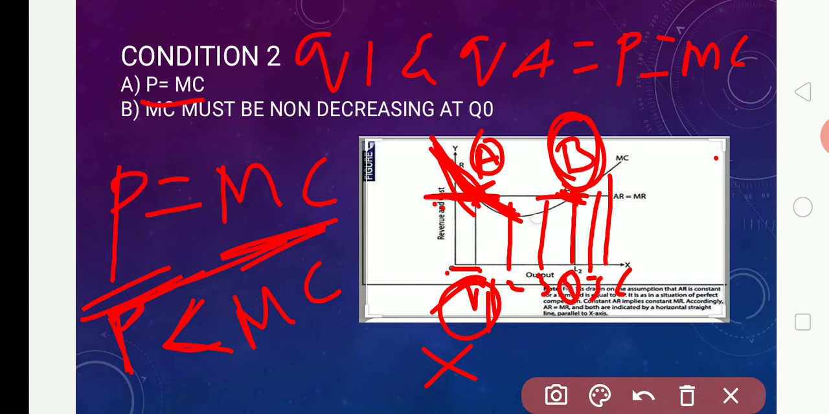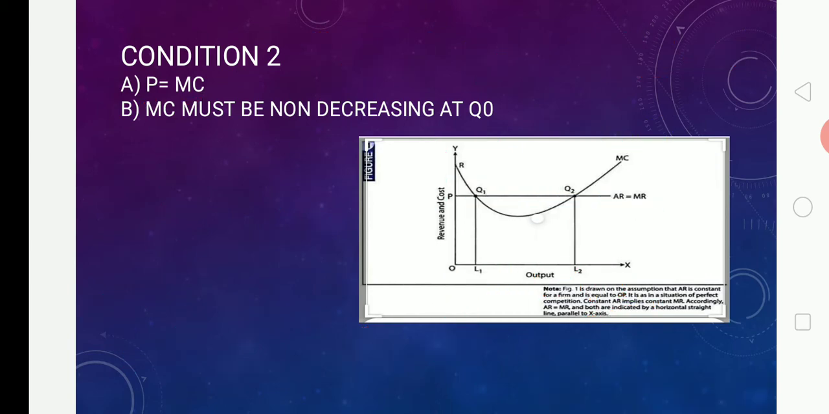Before this Q4 we have Q2 and Q3. This region indicates the price is greater than the marginal cost. After this, Q5 and Q6 indicate the marginal cost is more than the price. That means the firm will not get the maximum profit.